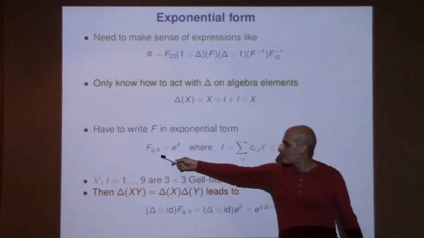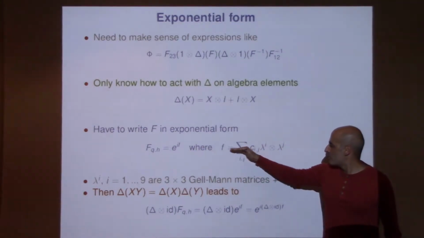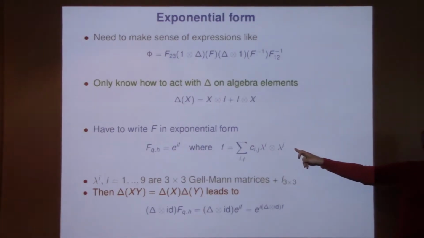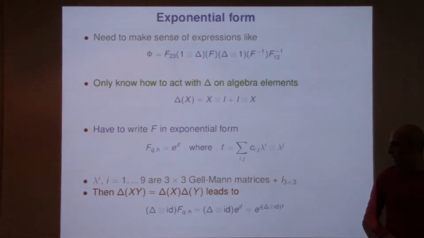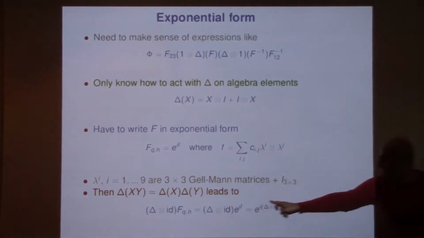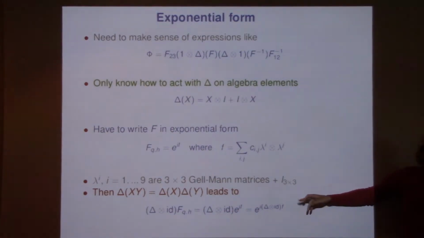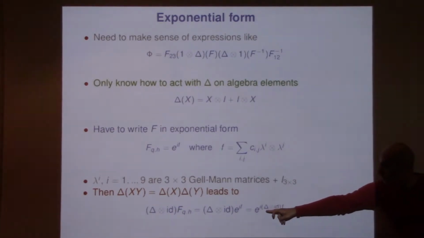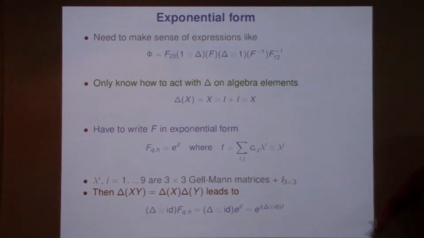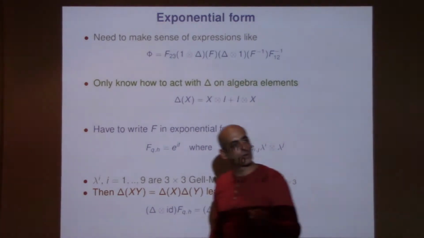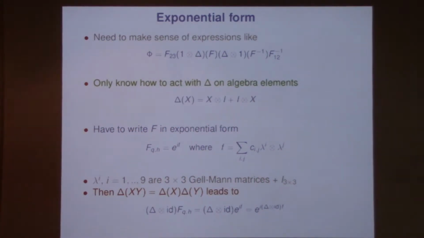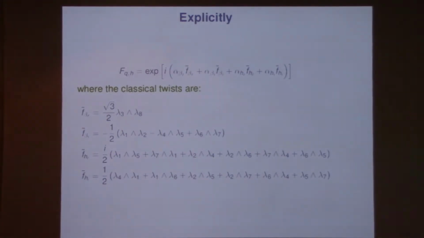If you can manage to write F as the exponential of an algebra element, where F is written like this, where lambdas are Gell-Mann matrices, 3 by 3 Gell-Mann, then you are able to exponentiate the coproduct, because there's a compatibility between product and coproduct. And then what you need to do is exponentiate this matrix, where now this is not 9 by 9 anymore, but 27 by 27. Okay, it's going to be a 27 by 27 matrix. So you now reach computational hurdles in doing this, but at least it can be done. In simple cases, it's very easy. Otherwise, you might have to resort to numerics.